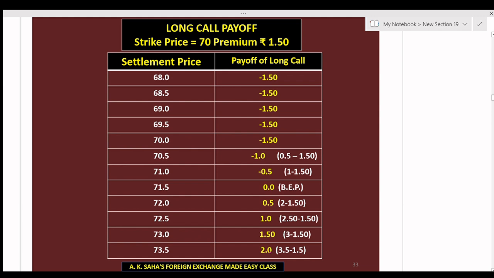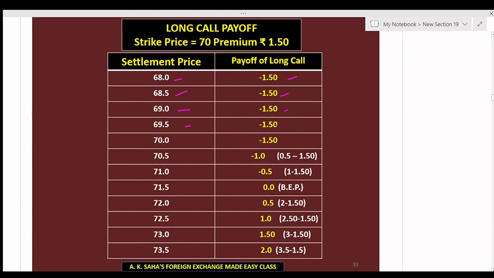Now see, the strike price is 70, the premium is 1.50, and the settlement price is 68. So the buyer will not exercise his right, and he will incur a loss of 1.50. If it is 68.5, the loss is 1.50. At 69, he will not exercise his right, and 1.50 is the loss.